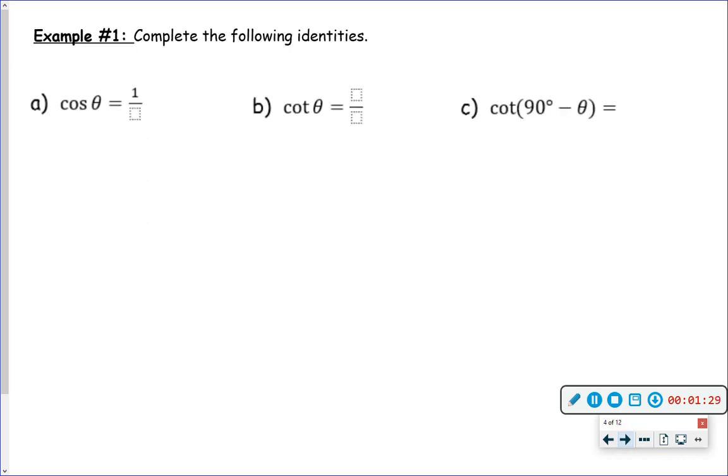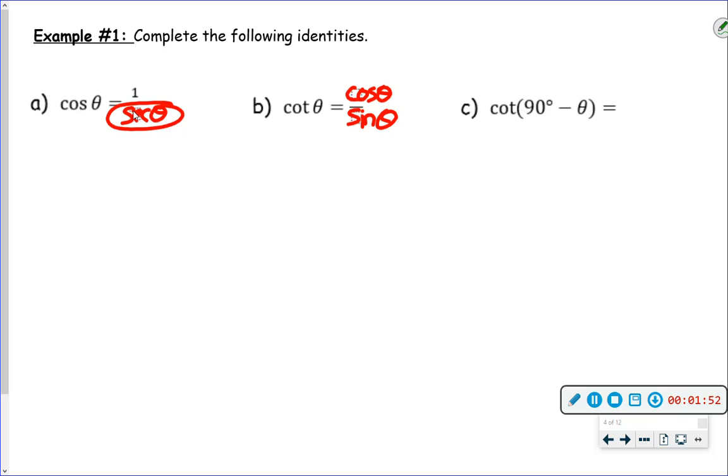So complete the following identities. These are directly off your identity sheet. The cosine of theta equals 1/secant. That is the reciprocal identity at the very top of your identity sheet. Cotangent, we know it's 1/tan, but they don't have the 1 filled in, so we also have the quotient identity for it, cosine over sine.